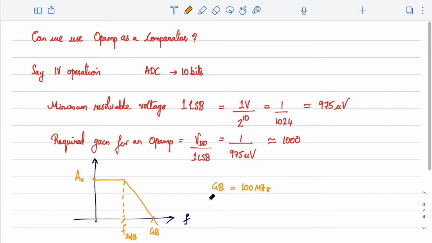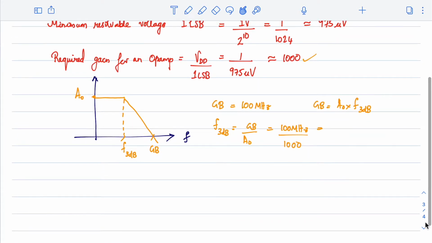Now with the required gain, say I am looking for a gain of 1000, what will be the 3 dB frequency, or what will be the bandwidth of this system? How can I get bandwidth? We know that gain bandwidth is the DC gain times the bandwidth f3dB. So f3dB can be written as the gain bandwidth divided by the A0 value, which is closely equal to 100 megahertz divided by somewhere around 1000. What will be the 3 dB frequency here?